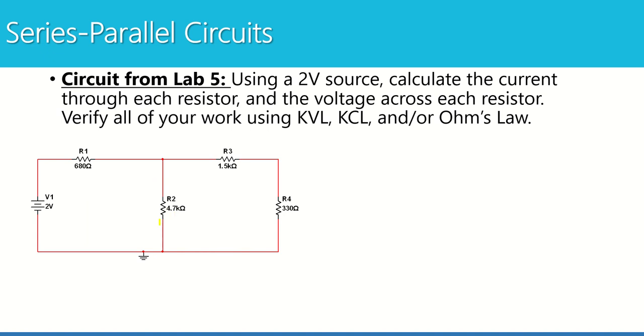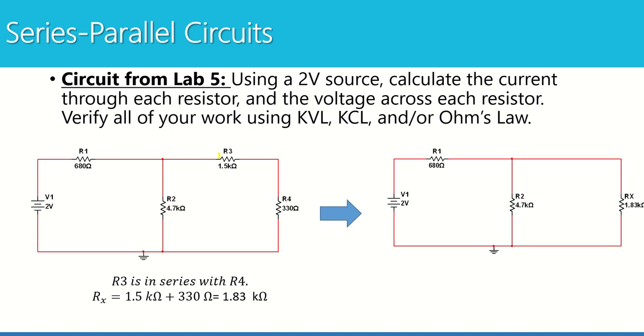But before we can combine these 2 paths, let's first combine R3 and R4. They're in series because they're on the same path and have the same current. Let's add those up and find our first combination, which we're going to call Rx. Redraw your picture. And now I can see that R2 and Rx are in parallel.